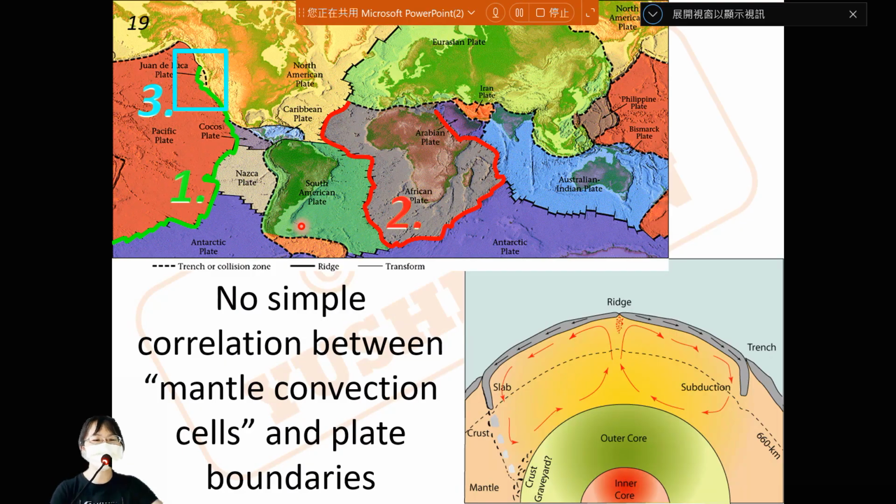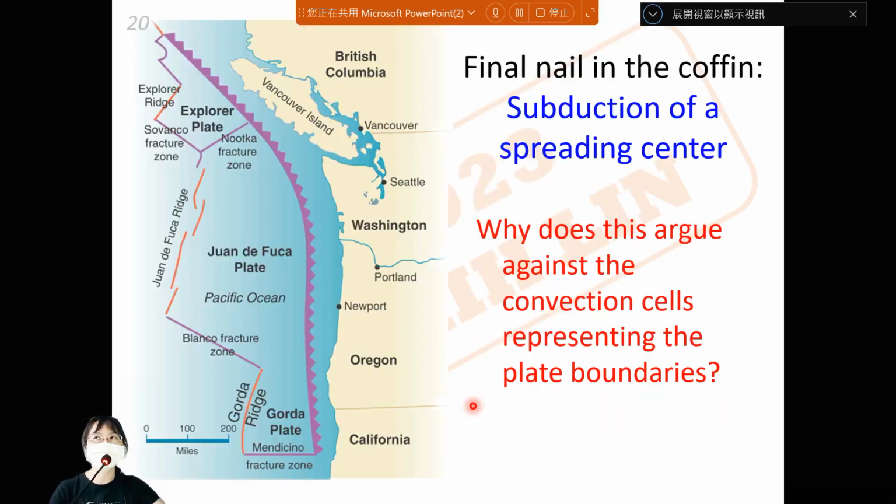If you recall this model, this and this should be fixed at one spot. The ridge should always be ridge, the subduction zone should always be subduction zone, and the ridge will not be subducted. However, in reality, it's not the case. Spreading centers can also be subducted. This argues against the convection cell representing plate boundaries.